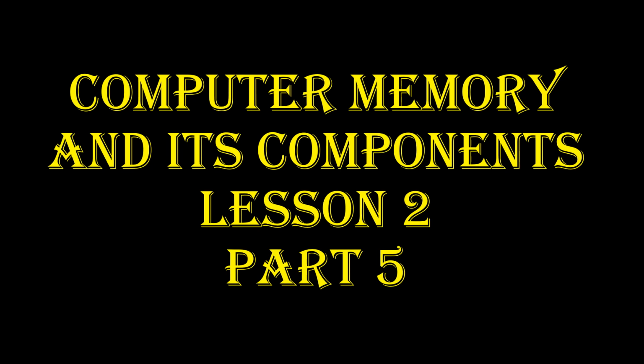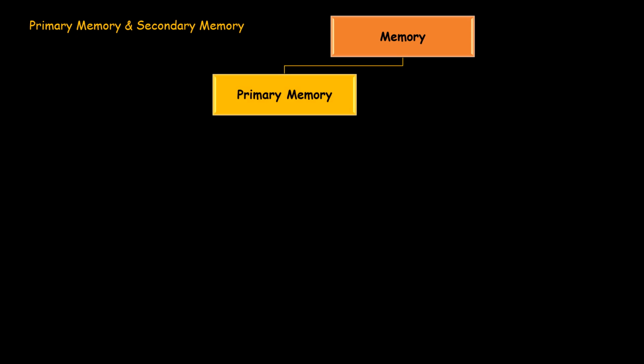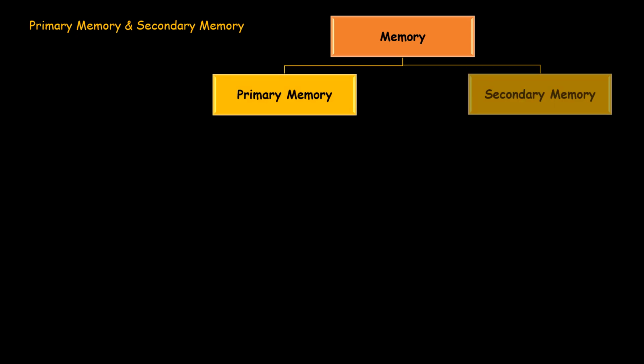In this video, we are going to talk about the memory and its components. Let's go on. First, let's talk about the memory. Memory is divided into two types: primary memory and secondary memory.